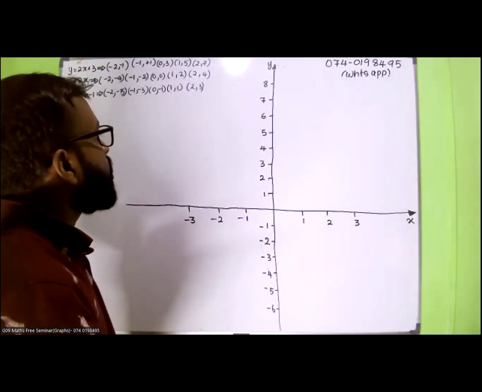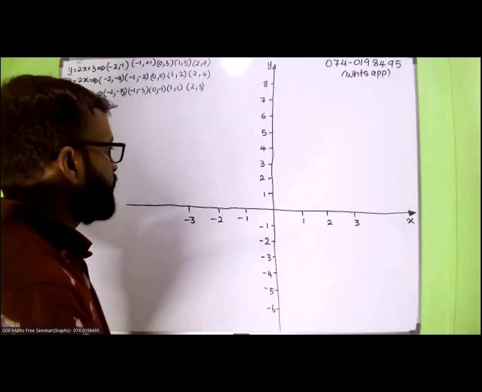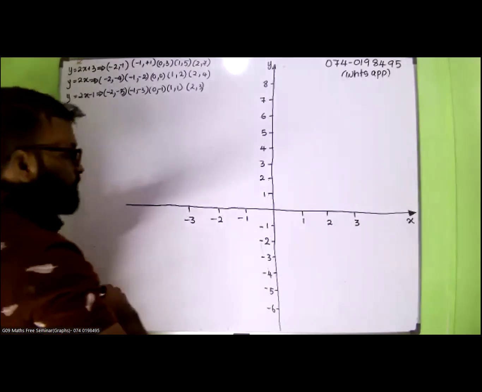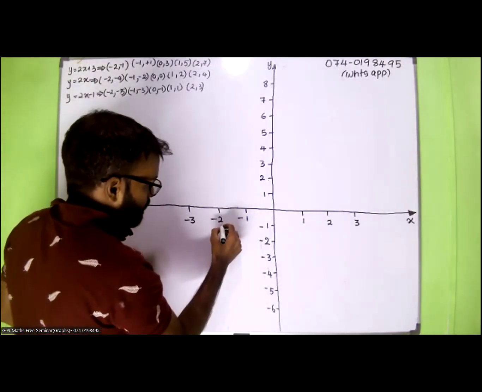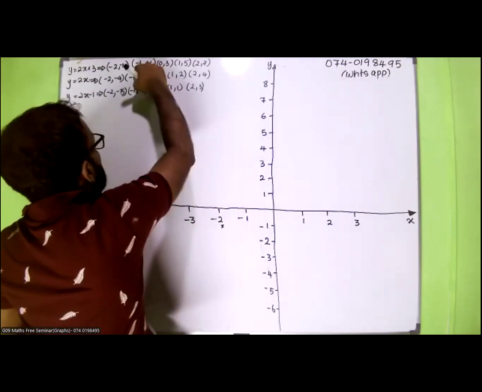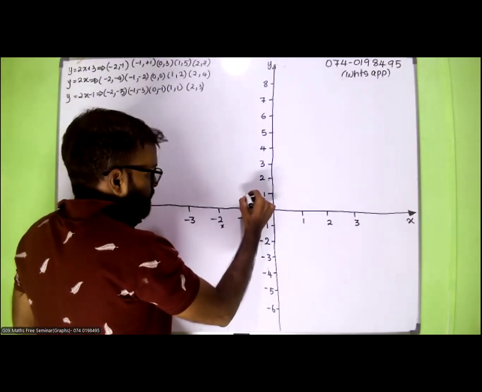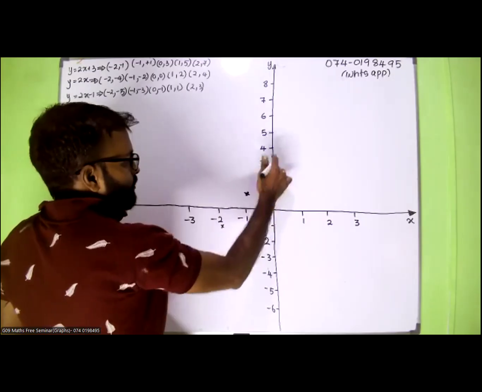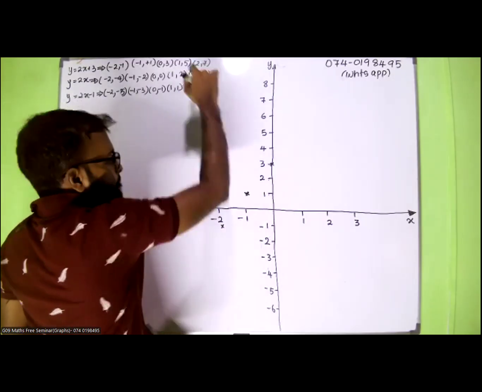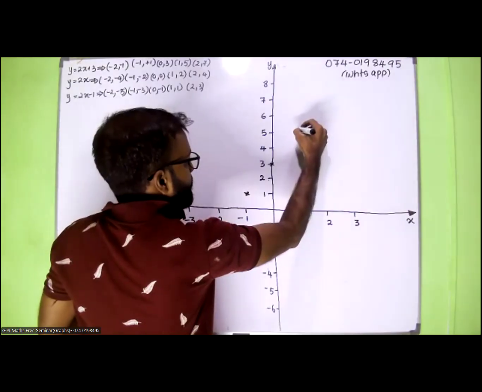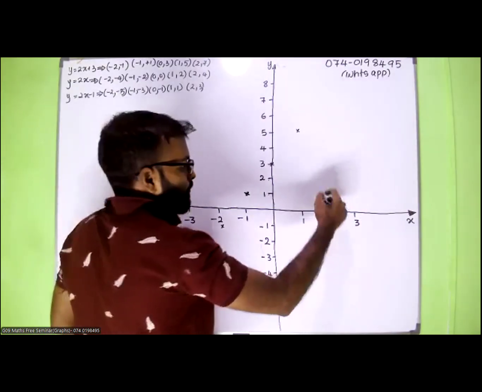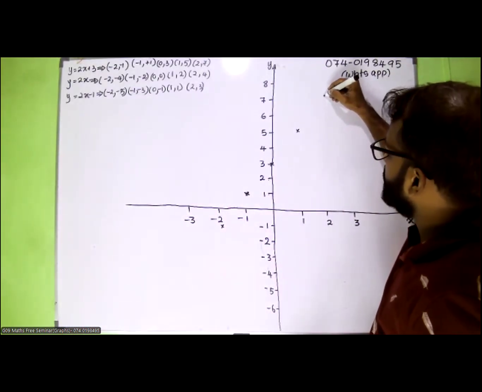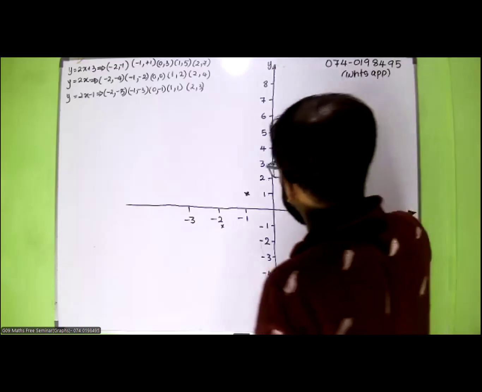Okay. Now I am going to mark the first set of points: (-2, -1), (-1, 1), (0, 3), (1, 5), and (2, 7). Somewhere around here. Now I can join the points.